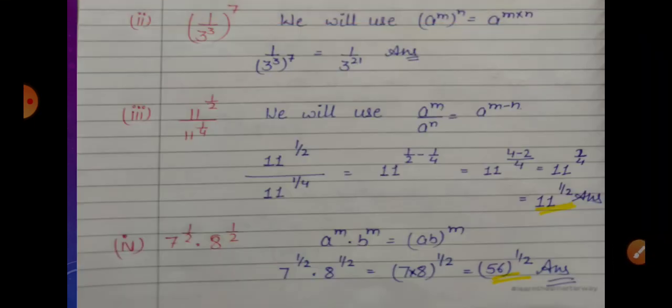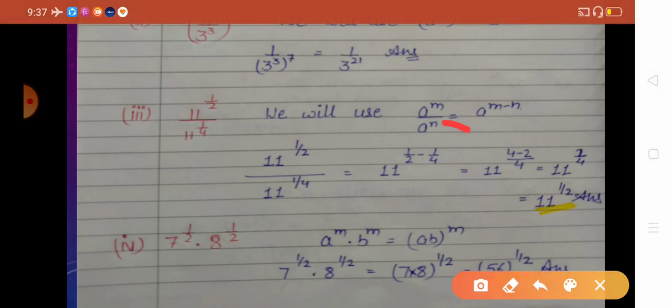Next question, 1 by 3 raised to power 3 and the whole raised to power 7. So the second law of exponent is a raised to power m raised to power n is equal to a raised to power m into n. So we will multiply 3 and 7 and we will get 3 raised to power 21. Third question is 11 raised to power 1 by 2 divided by 11 raised to power 1 by 4. So whenever the powers are in division, we will subtract the exponents. So here what will we do? We will subtract the exponents and we will get the answer 11 raised to power 1 by 4.